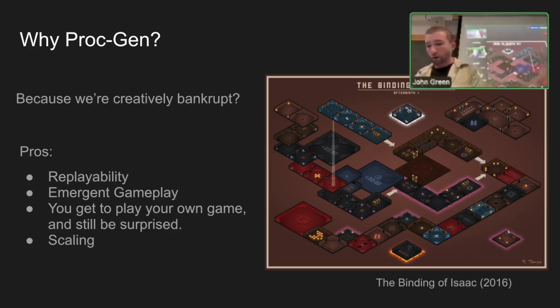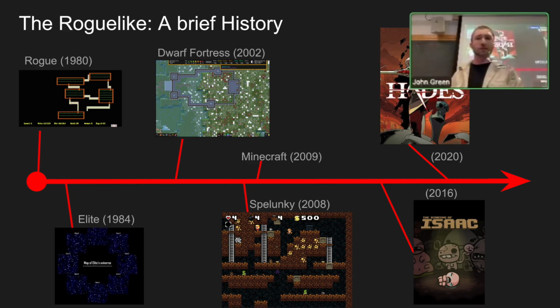So we talked about the basics here, and we can't talk about Proc-Gen without talking about roguelikes. Has anybody here heard about roguelikes before? We have people here in the audience, right? We want to talk about where that name comes from. Not many people know because it's been such a long time. So we'll talk about the history of the roguelike a little bit.